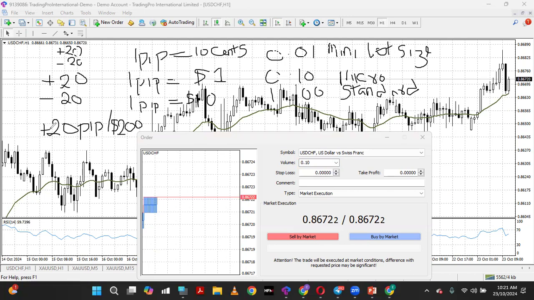Now, if you have noise in the background, please mute yourself. So if we have a negative 20 pip using a standard lot size, how much is it going to be negative?